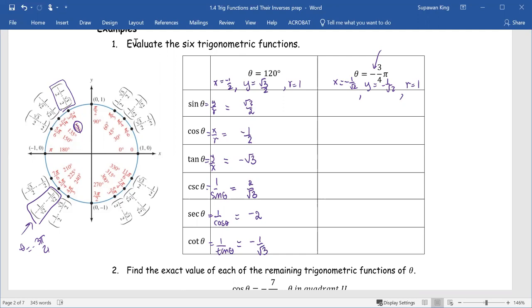So the sine, which is the y value, is negative 1 over square root 2. And the cosine theta, or the x value, is negative 1 over square root 2. The tangent theta is 1. The cosecant theta is negative square root 2. The secant is negative square root 2. And the cotangent theta is 1.